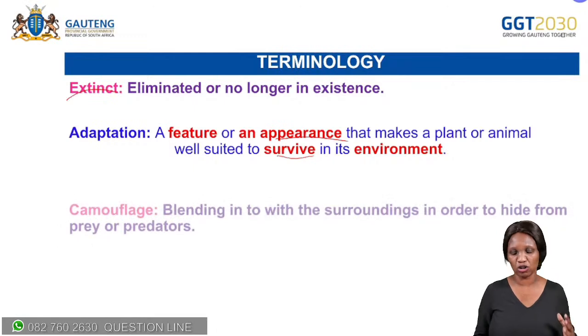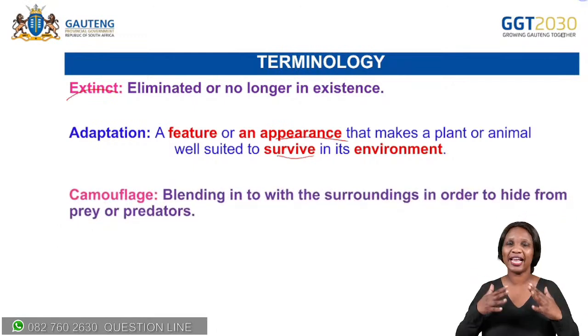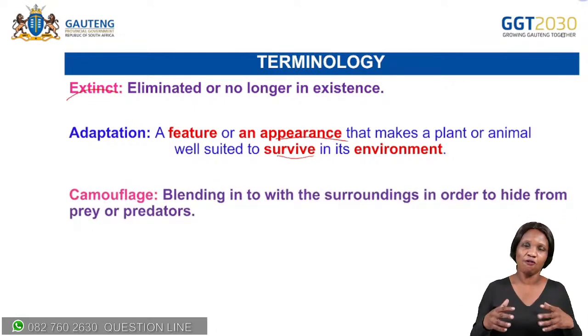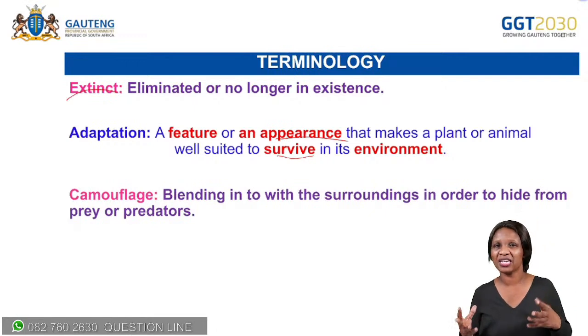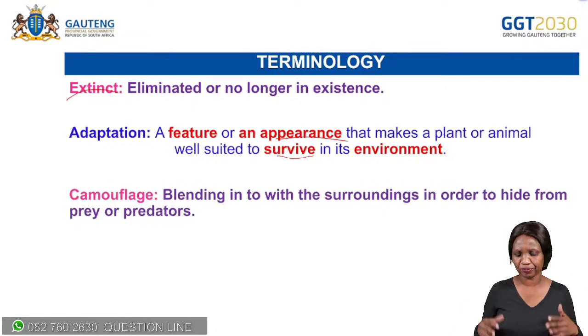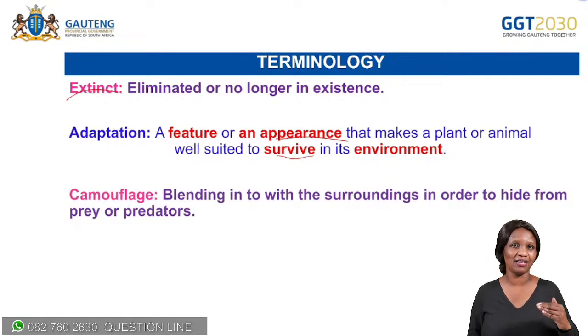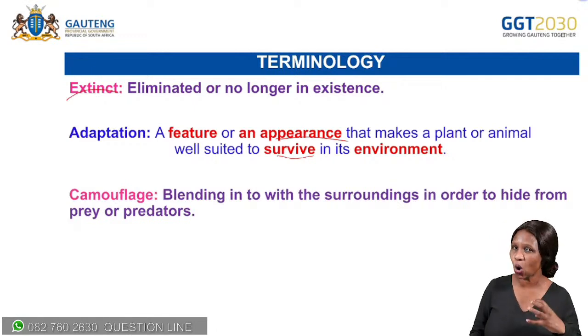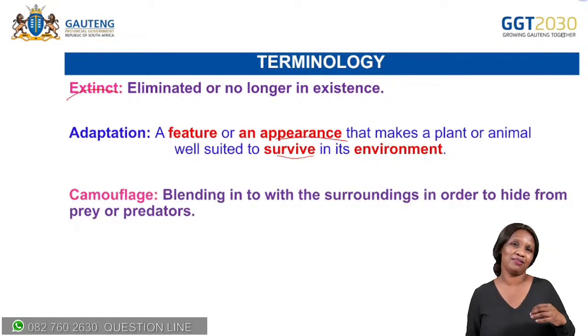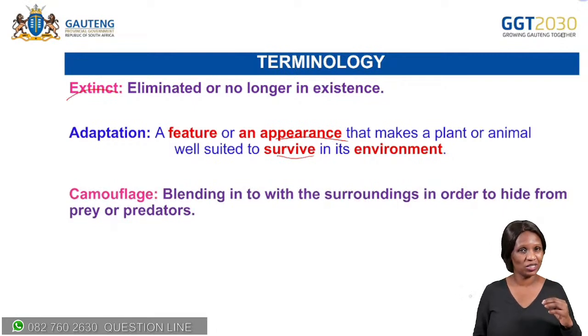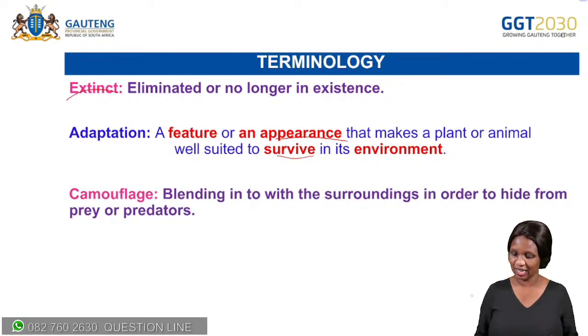When we are talking about camouflage, we are talking about blending in. Right. For example, we've got predators, we also have prey. Some animals camouflage. They blend into the environment they are in so that they can get close to their prey, right, without being noticed. That is blending in.